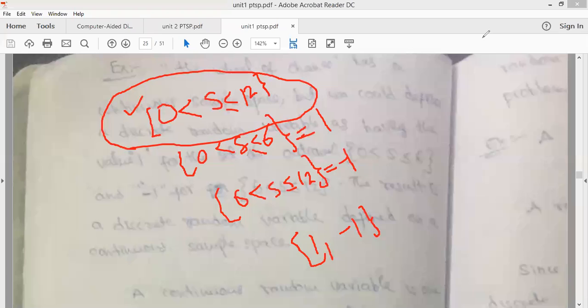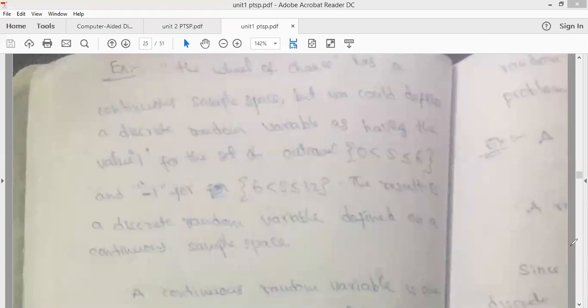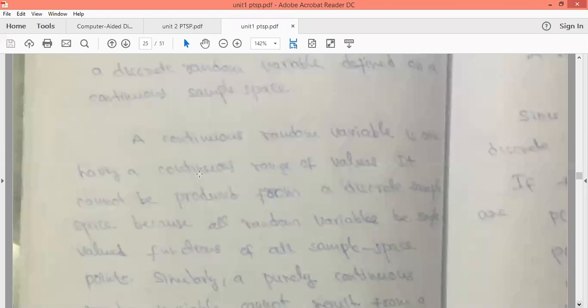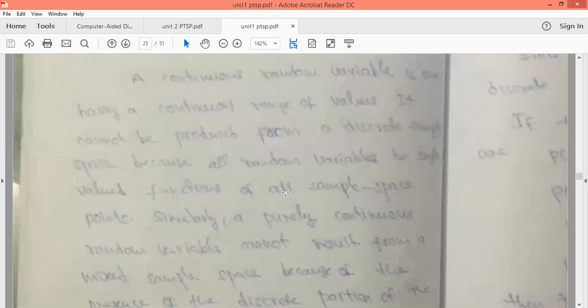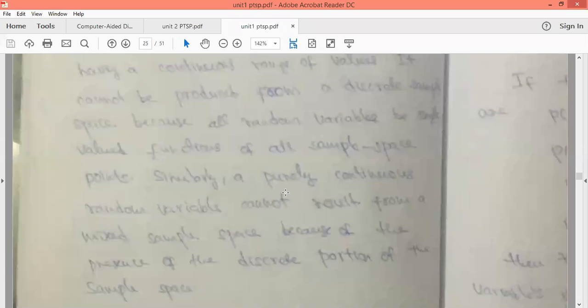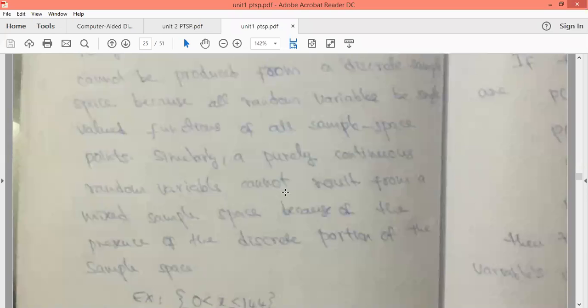Similarly, a continuous random variable can be obtained only from a continuous sample space. It cannot be obtained from a discrete sample space. Since it is continuous, it cannot be obtained from a discrete sample space.